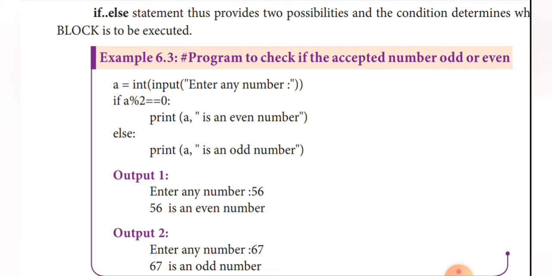Enter any number, 67. Your input is 67. 67 modulus 2, what is the remainder value? It gives the remainder 1. So 1 equal to 0, the condition is false. When the condition is false, the control automatically transfers to the else block. It prints the value 67 is an odd number. Now is it clear how the if else statement is executed?